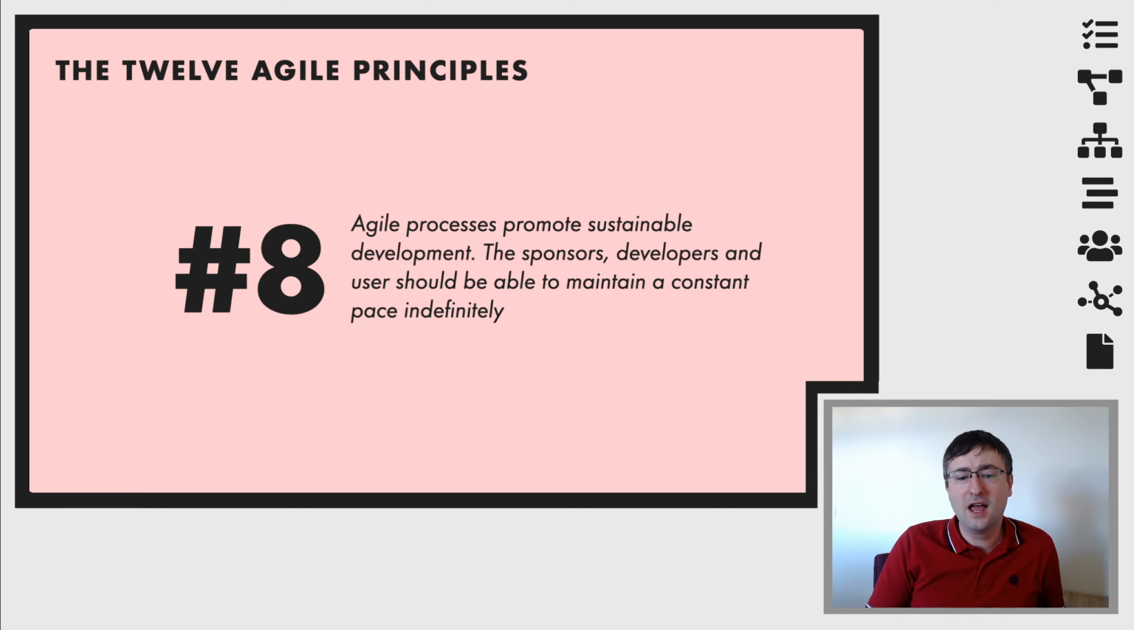Number 8. Agile processes promote sustainable development. The sponsors, developers, and users should be able to maintain a constant pace indefinitely. And this is one that is more important now than it has ever been, okay? Agile is not about working yourself to the bone in order to get a project done. It's about working at a pace that you're comfortable with and maintaining that pace throughout the entire duration of a project, okay? A team member is of no value to the team if they burn out. So look after yourself, okay?